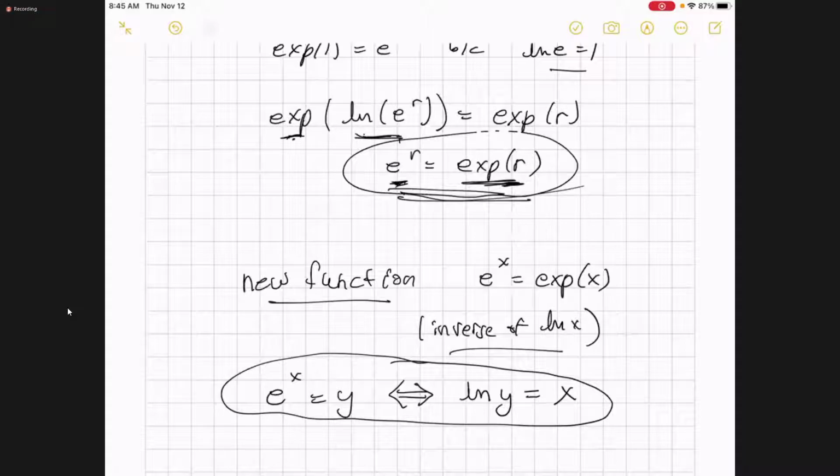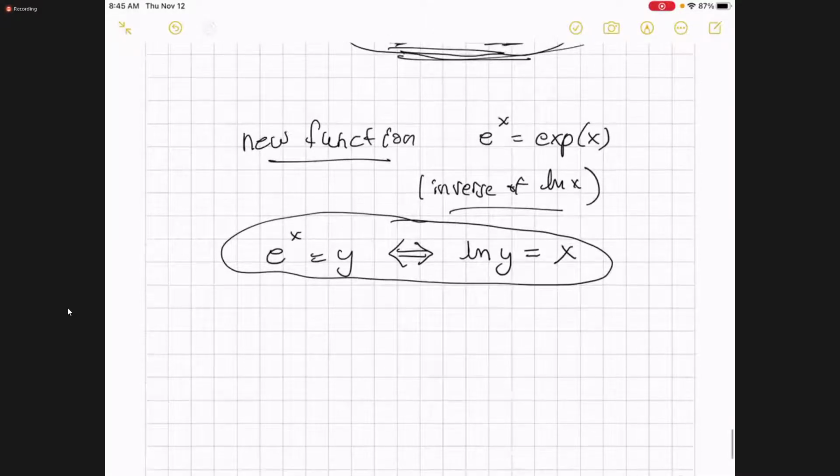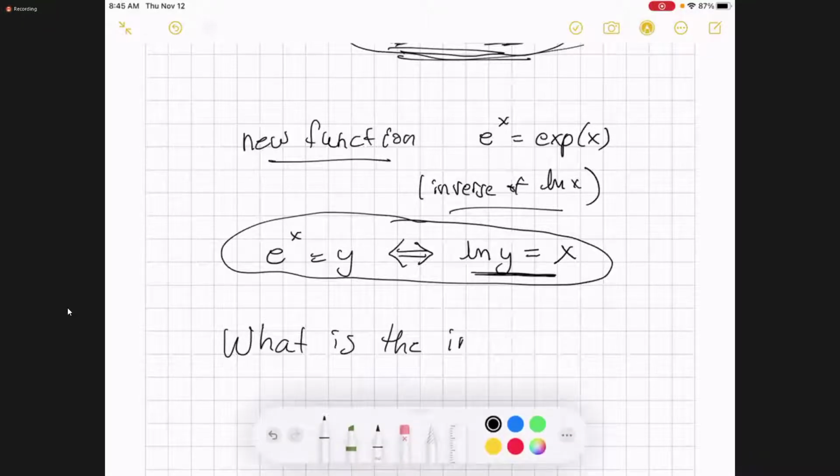What's the derivative of this function? Well, I'm going to use the fact that its inverse, what is the derivative of e to the x?